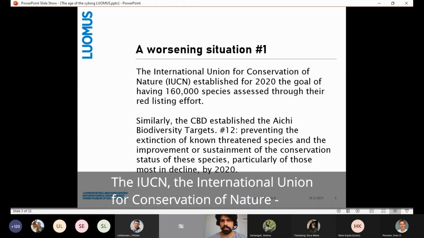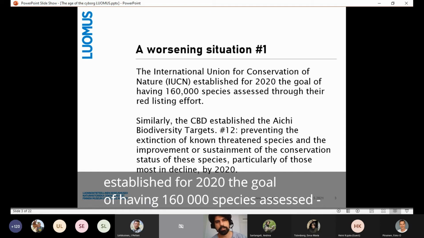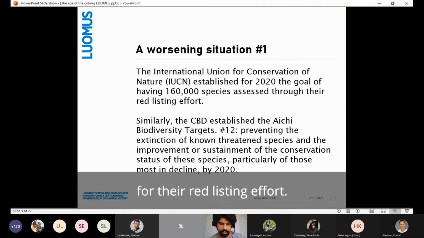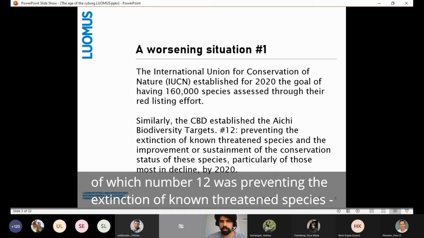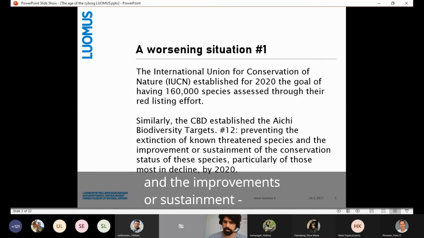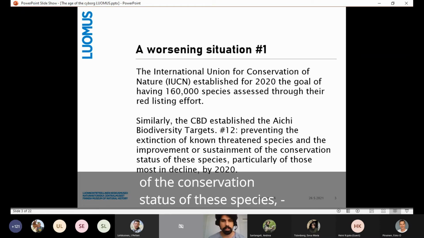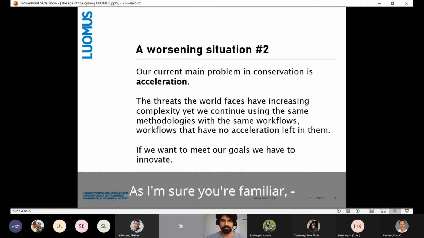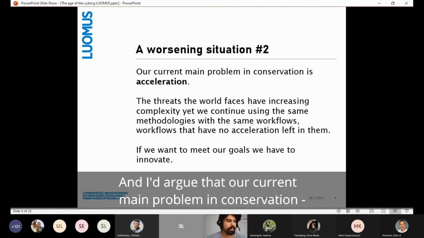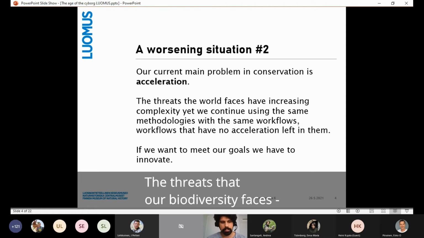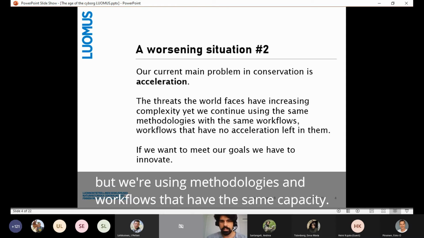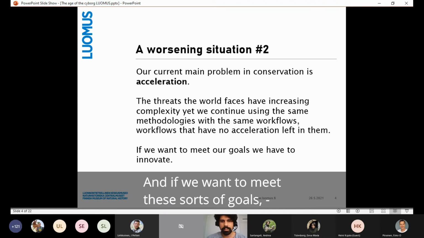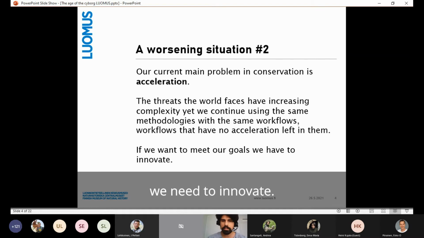The basis for these projects is very simple. The IUCN, the International Union for Conservation of Nature, established for 2020 the goal of having 160,000 species assessed for their red listing efforts. And similarly, the Convention on Biological Diversity established the Aichi biodiversity targets, of which number 12 was preventing the extinction of non-threatened species and the improvement or sustainment of the conservation status of these species, also by 2020. Now, as I'm sure you're familiar, these targets weren't met, and I'd argue that our current main problem in conservation is acceleration. The threats that our biodiversity faces have been increasing in complexity, but we're using methodologies and workflows that have the same capacity. And if we want to meet these sorts of goals, we need to innovate.